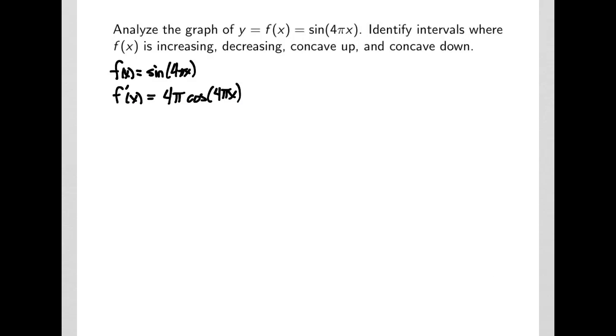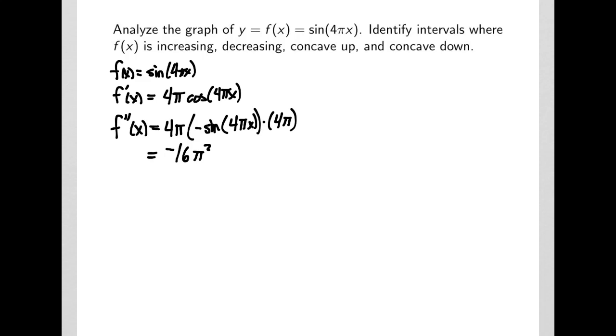To answer the second part of the question about concavity, we'll need the second derivative. So, second derivative of f. 4 pi is a constant, so we have a constant multiple, 4 pi. The derivative of cosine is negative sine, so it's negative sine of 4 pi x. And by the chain rule, I have to multiply by 4 pi again. And so my second derivative is going to be negative 16 pi squared times the sine of 4 pi x.